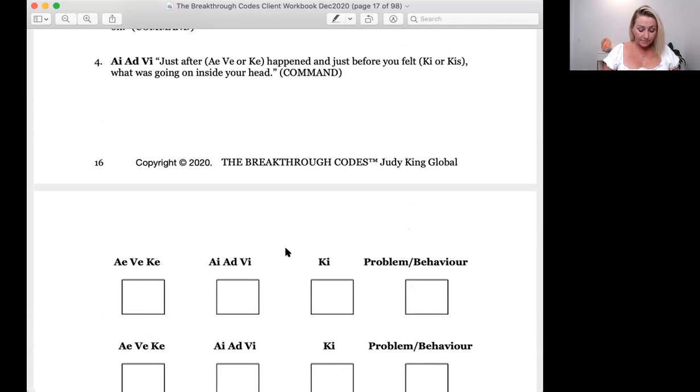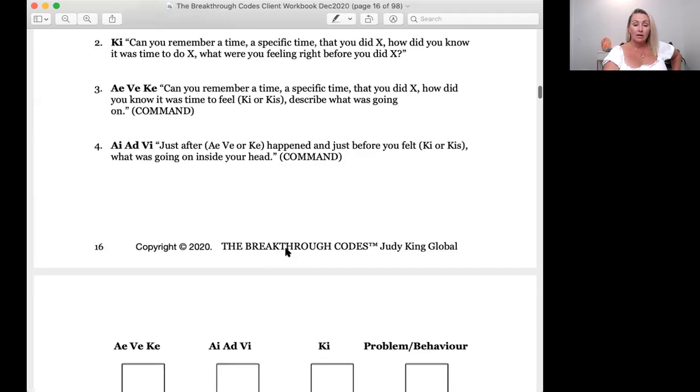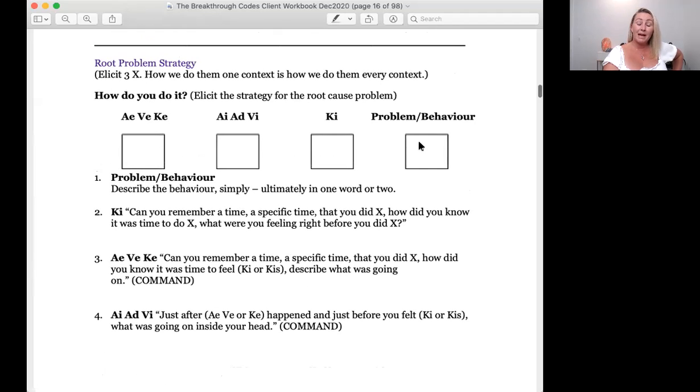One other thing: as you're backtracking a little bit, as you get to here, you want to make sure that you are getting it to one or two words, okay? Not some convoluted long sentence.